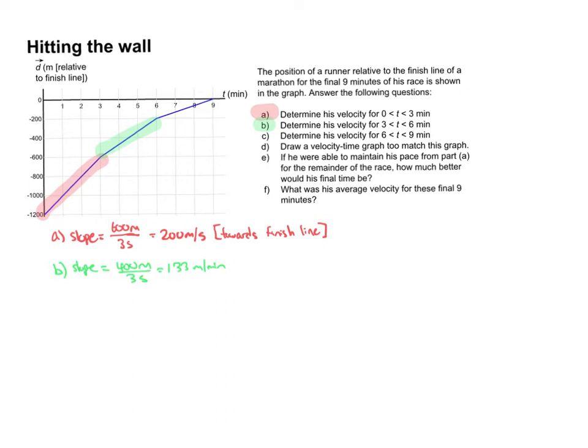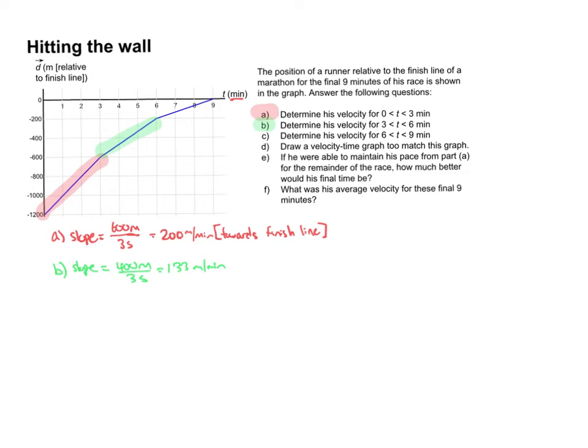Let's make that correction for part A. Meters per minute. Got to read the axis carefully. 200 meters per second makes no sense. That's too fast for a runner.